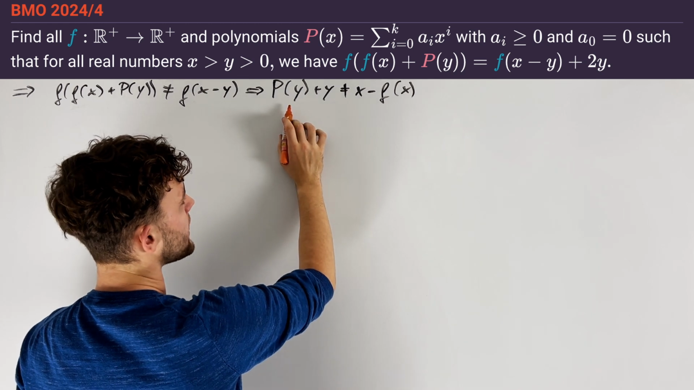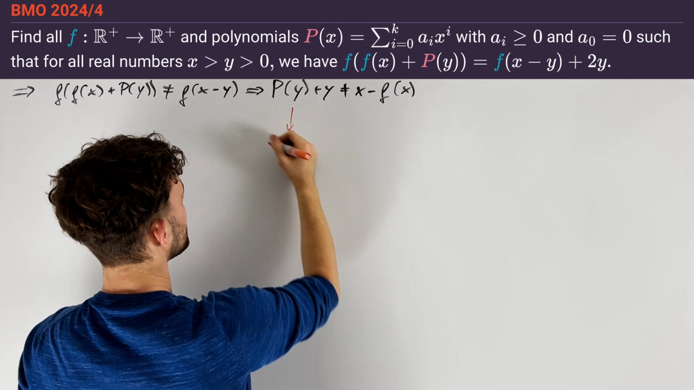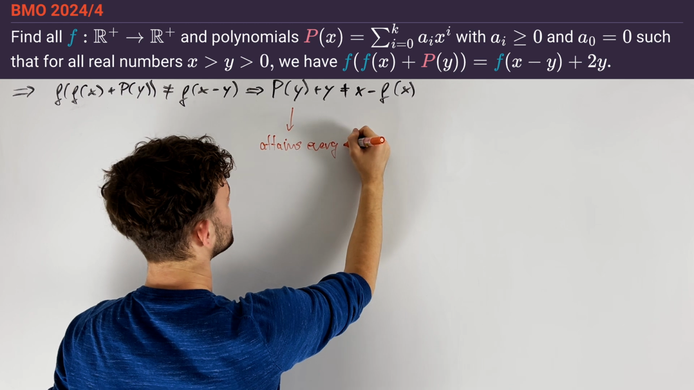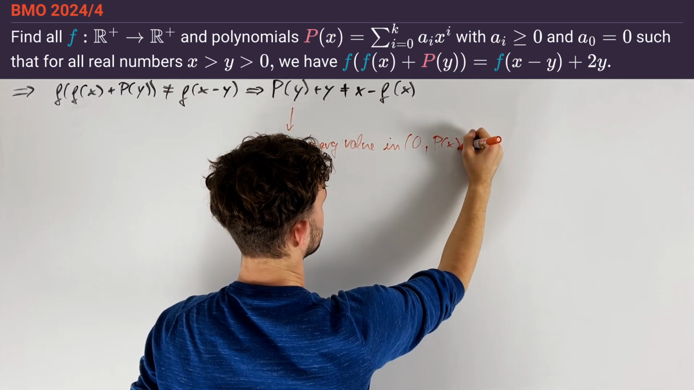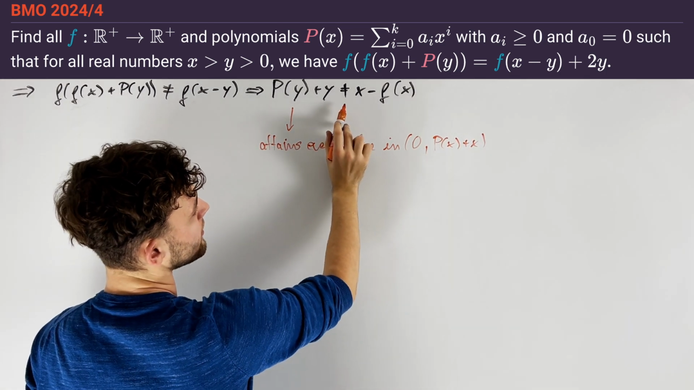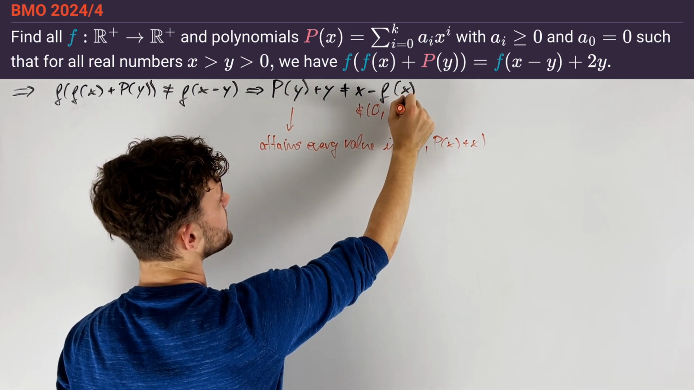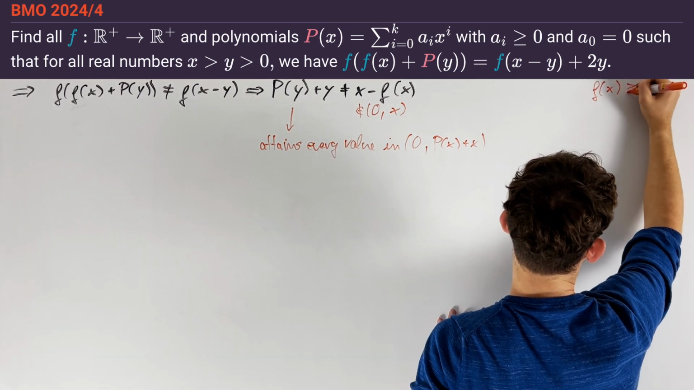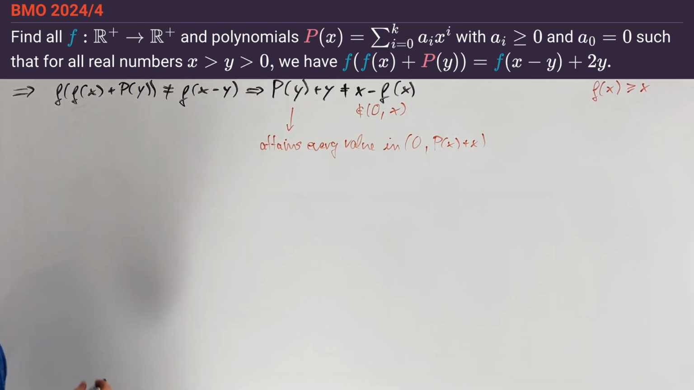We are free to choose y between 0 and x here. Therefore, since this is a continuous function, this left-hand side attains every value between p of 0 plus 0, which is 0, and p of x plus x. In particular, since p is greater than or equal to 0, it follows that the right-hand side can never attain any value in the interval 0 to x, and therefore we conclude that f of x must be greater than or equal to x. We can use this result to simplify the left-hand side of our given functional equation.